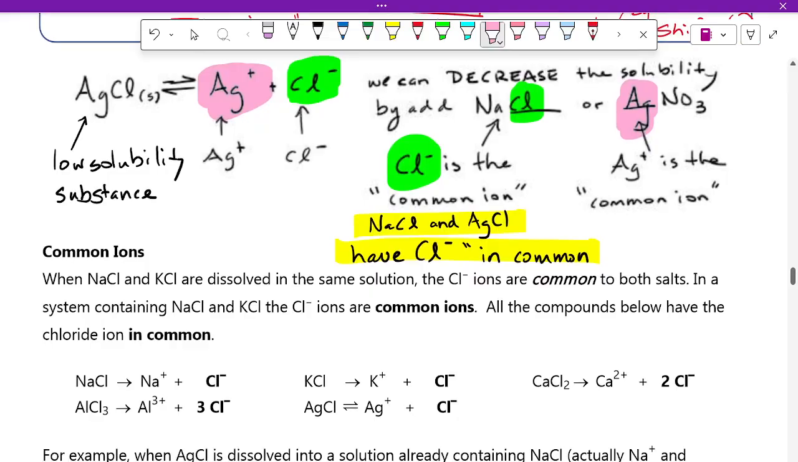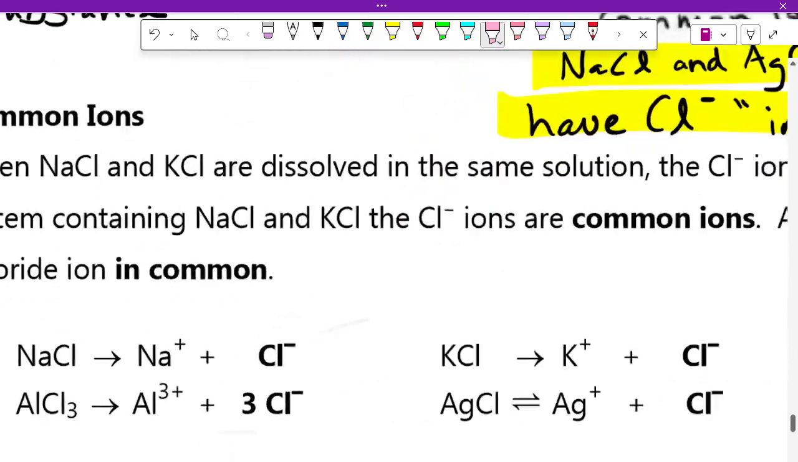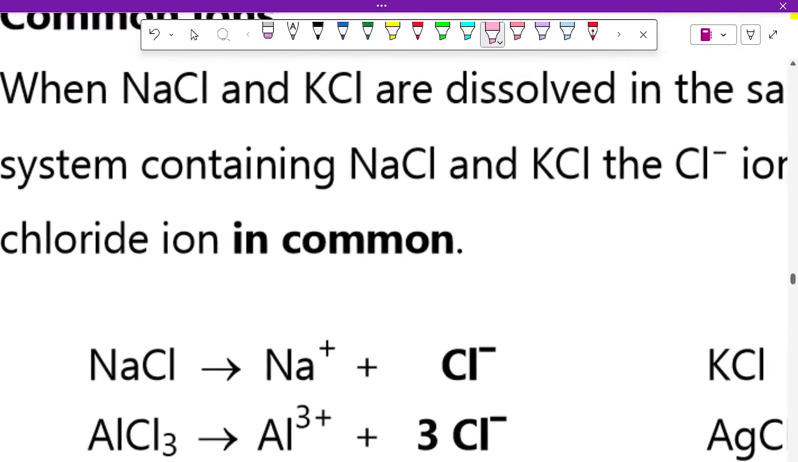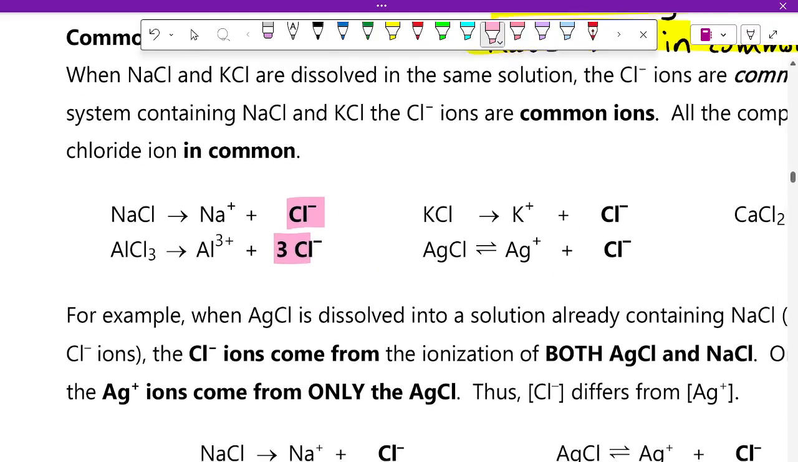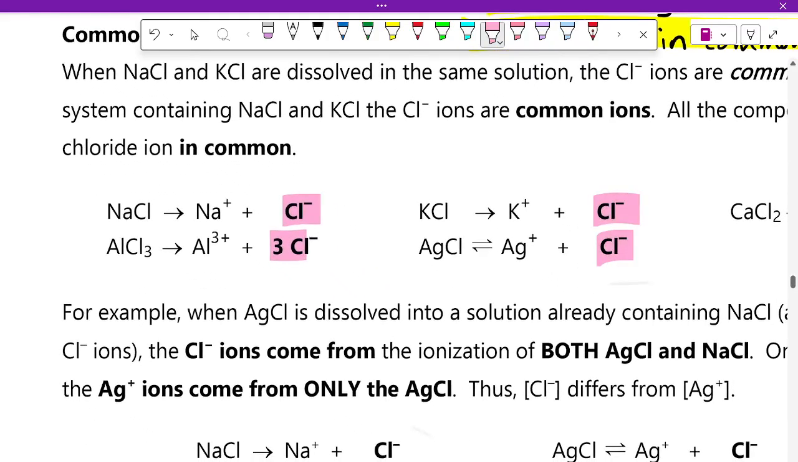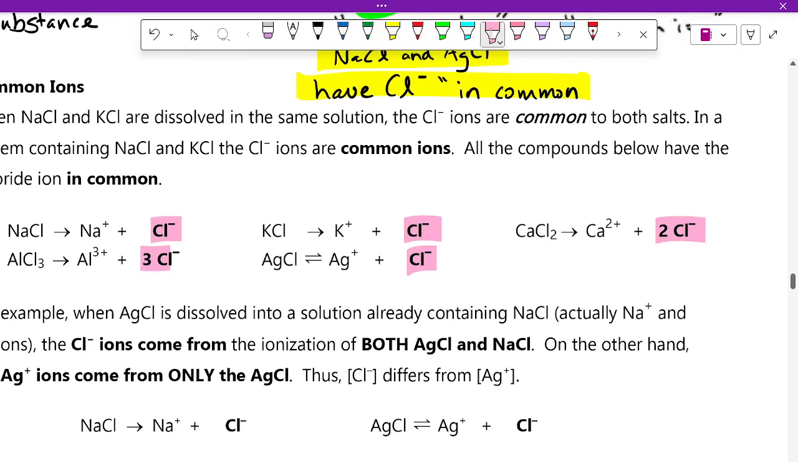Okay, all the compounds here have chloride in common. Chloride, chloride, chloride, chloride, chloride. And all of them are soluble, completely soluble, except for the silver chloride. So if you were to add sodium chloride or aluminum chloride or potassium chloride or calcium chloride to the silver chloride, you would decrease the solubility of silver chloride.